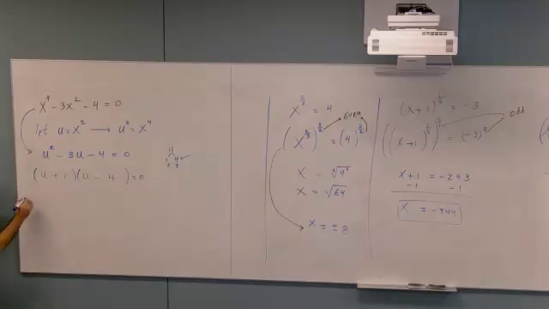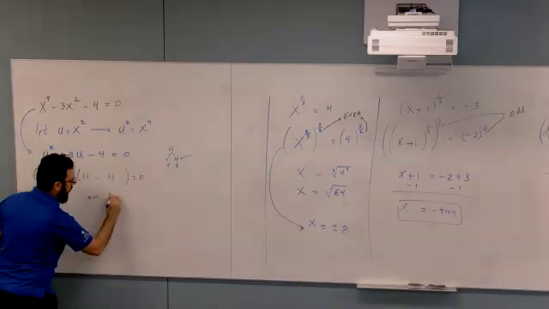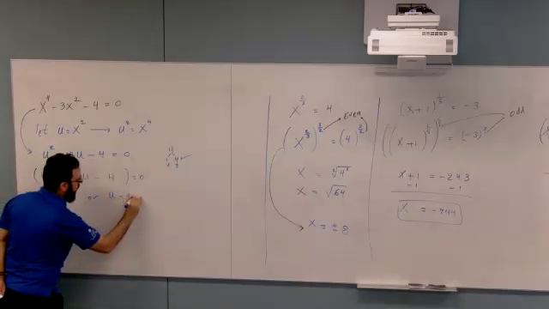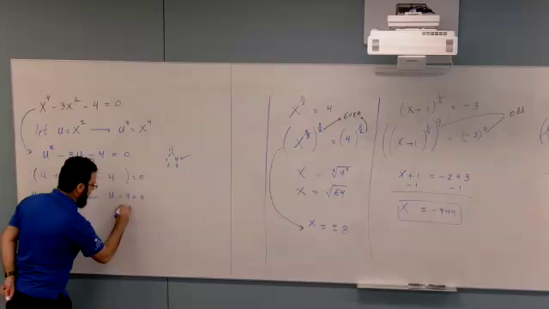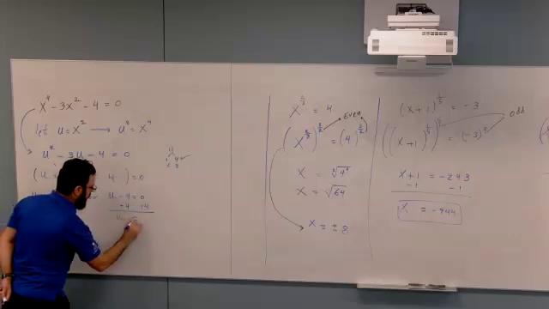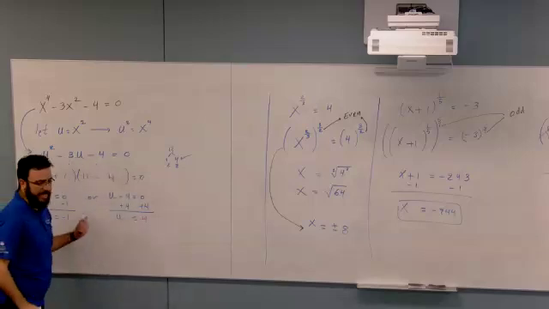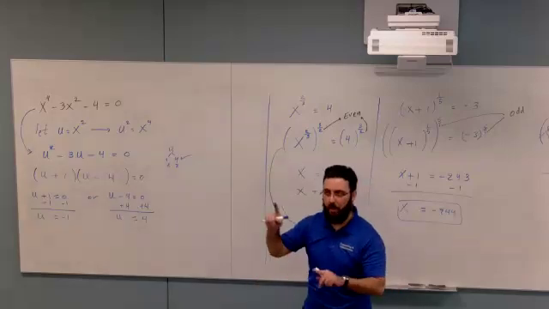Keep going. I'm going to keep solving it. u plus 1 equals 0, or u minus 4 equals 0. Solve this one. u is going to be equal to -1. Is that fine? Solve this one. So u is going to be equal to 4. Is that the solution? No, because we have to the power 4.